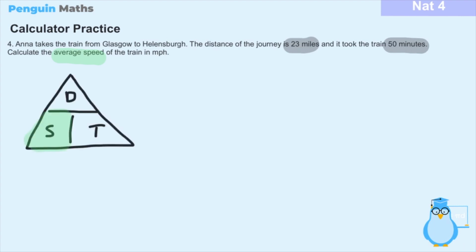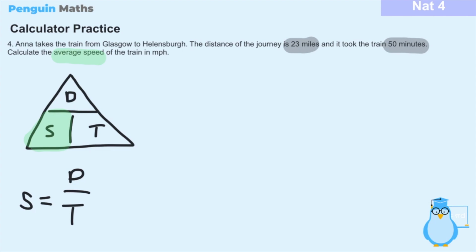So this is how we draw the triangle with D on top and S and T on the bottom. Again, a way you can memorise this is just think that it's in alphabetical order. So D is first in the alphabet, then S, and then T. But for this question, we want to calculate the average speed. So what we can do then is cover this up, so I've highlighted it here, and the remaining other two values is what the equation should look like. So we can see that D sits on top of T, so that would mean that our equation is speed is equal to distance divided by time.